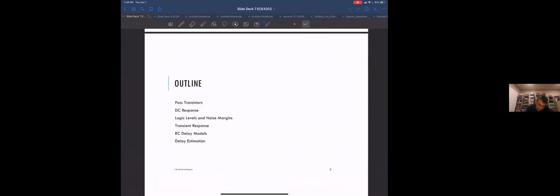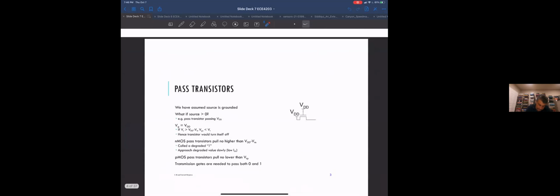Okay, so we're gonna start talking about some of these tools you need to do this project. So DC response, logic level, transient response, RC delay, etc. for a CMOS, and focused on a CMOS inverter.